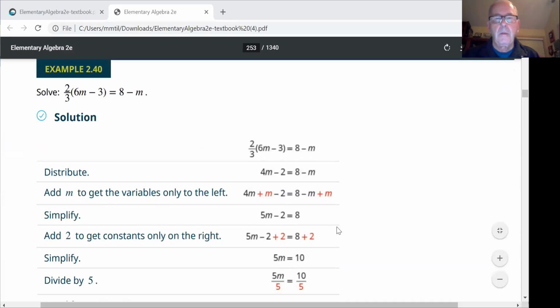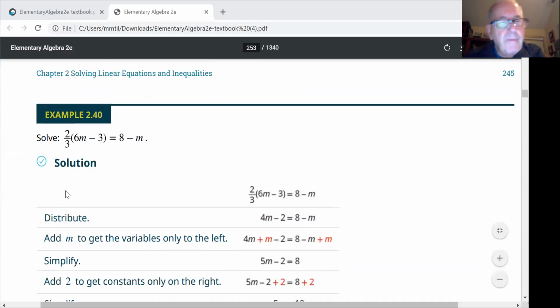Okay. So here's another one with a fraction involved, but it's the same process. You're going to distribute the 2/3 times (6m minus 3). 2/3 times 6 is 4. 2/3 times minus 3 is minus 2. So then this is equal to 8 minus m.